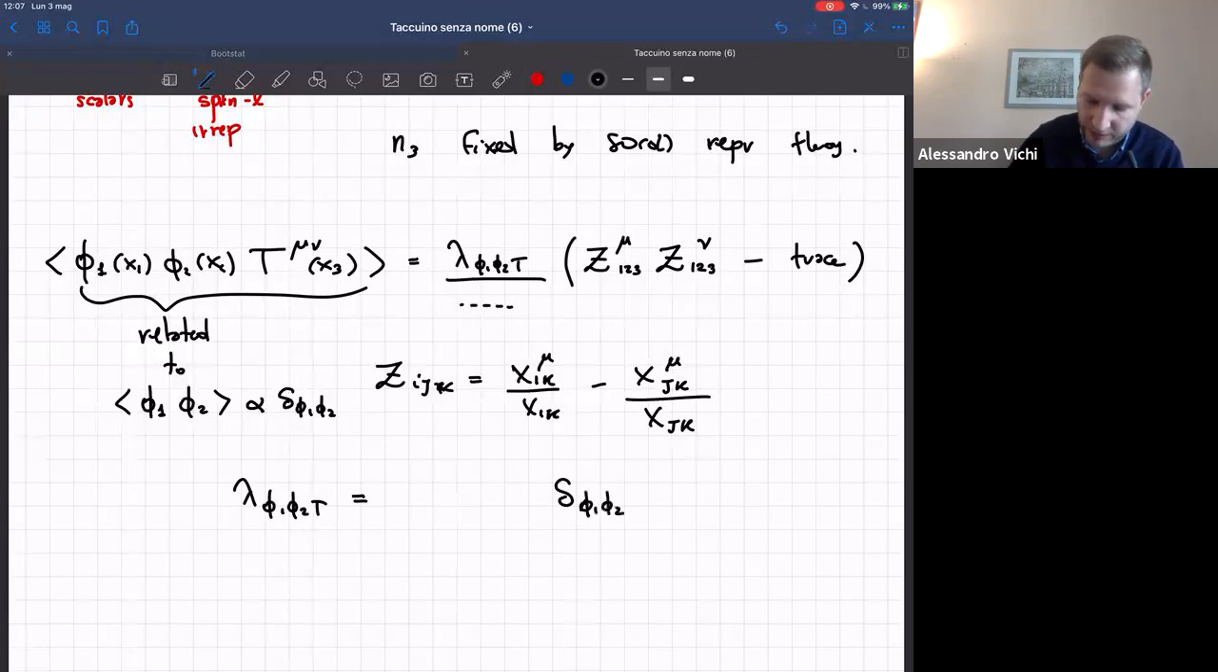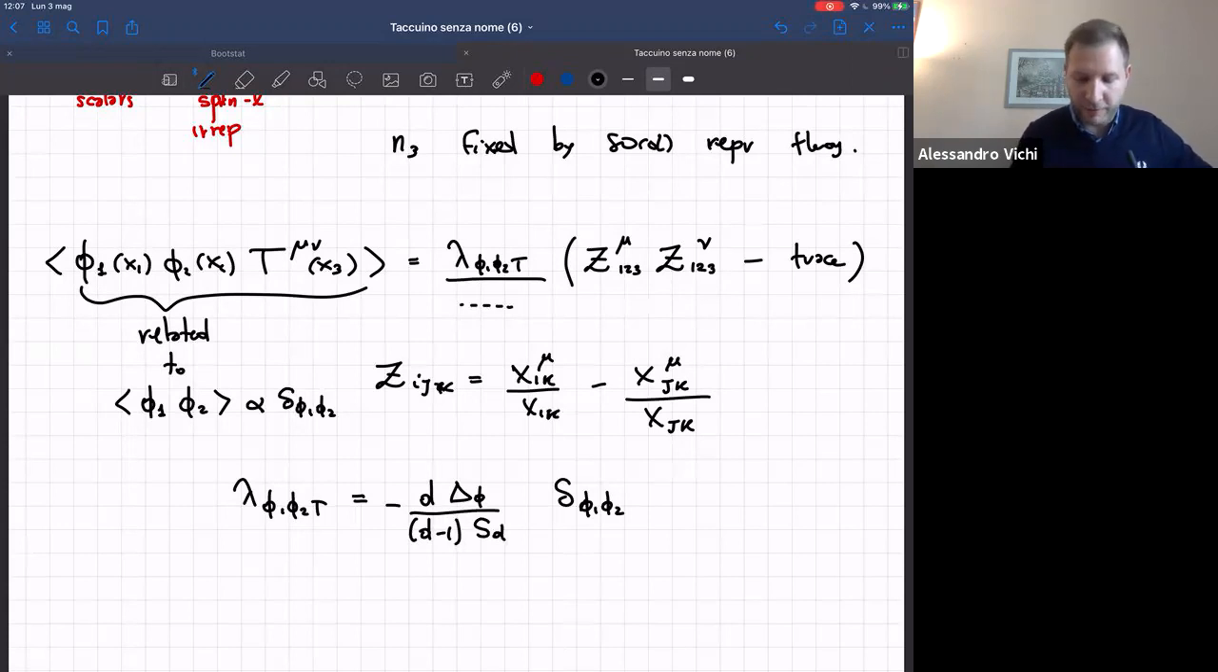We can take it in the space of operators. And then there is a prefactor which is fixed, minus d delta phi divided by d minus 1 times the volume of the sphere. So in this case, for the stress tensor only, the 3-point function coefficient is fixed, and the 2-point function instead is meaningful. For all the other operators, usually we take the opposite convention. The 2-point function is normalized to 1, and the 3-point function becomes a meaningful quantity.